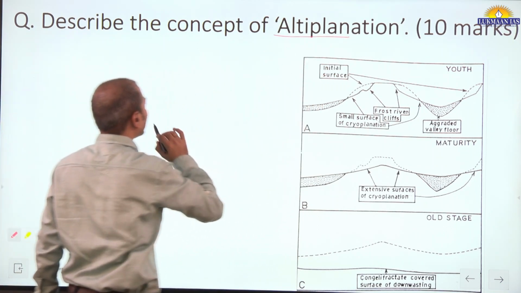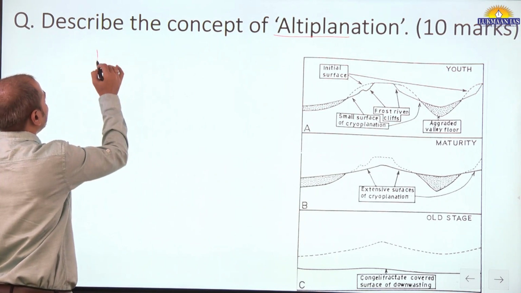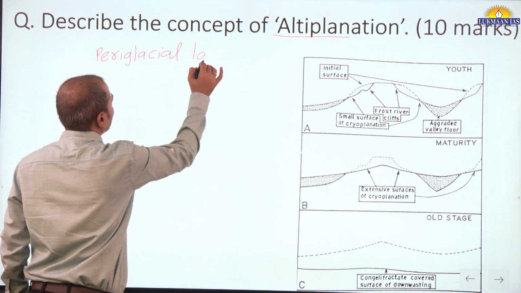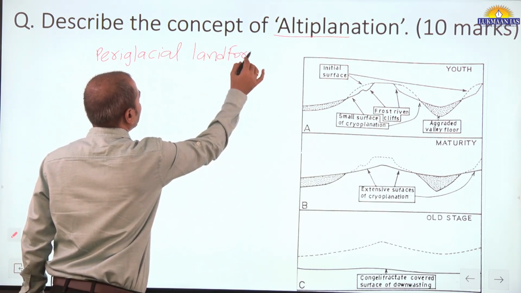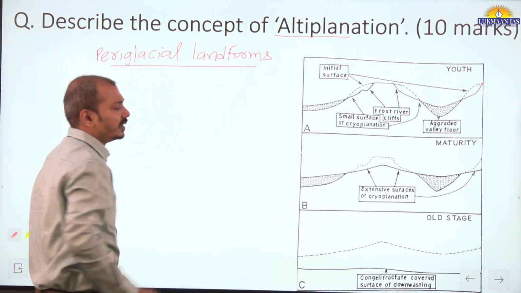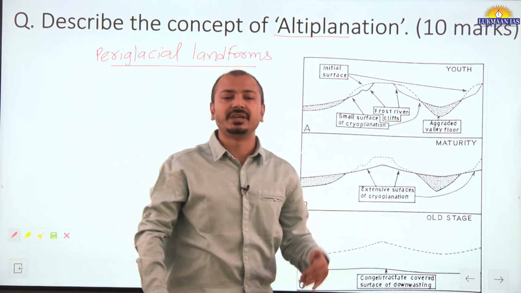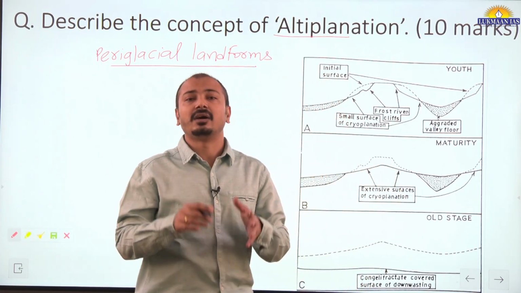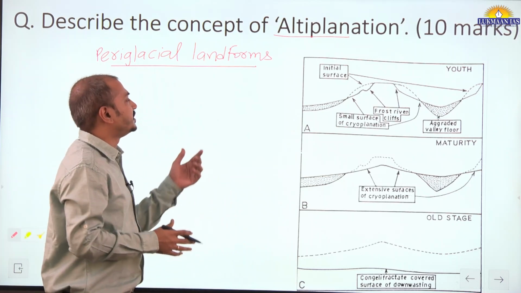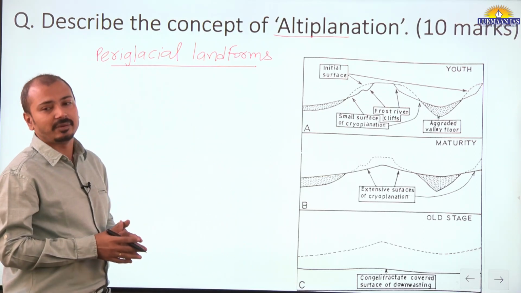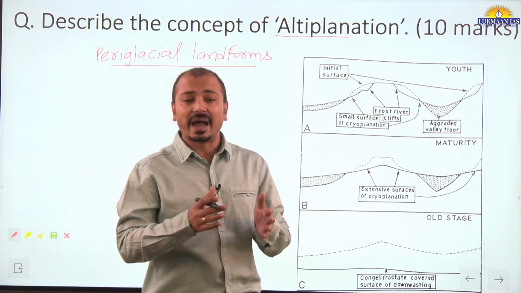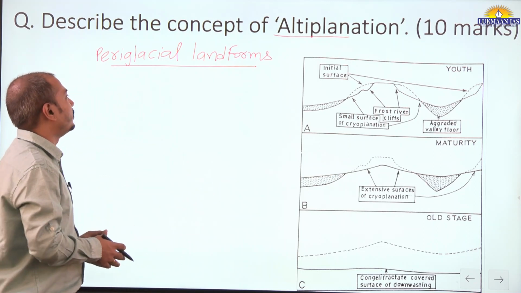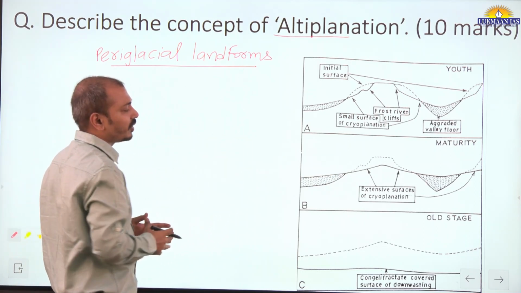Altiplanation. This particular landform is part of periglacial landforms, and periglacial areas are those areas which surround the glacial regions. Glacial regions are perennially under ice or glaciers, but periglacial areas sometimes experience the melting of ice, and that's why we call them periglacial. They have unique kinds of landforms, and altiplanation is one of them.